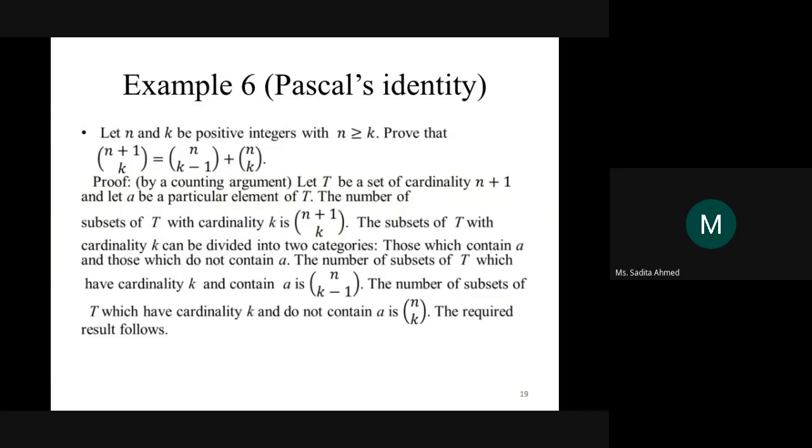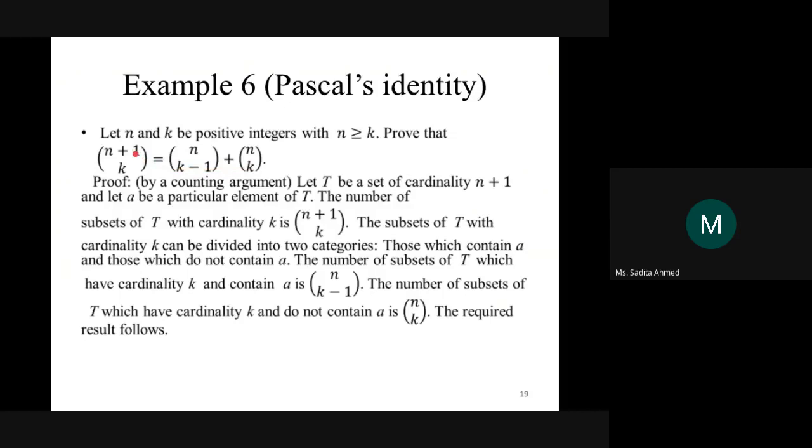You would be given a completely new identity, which you would have to prove either using counting arguments or using algebraic manipulation or algebraic argument, all right? So if you have to use a counting argument, you have to know how it is that we use a counting argument to prove an identity. So focus on that here, okay? So here, to prove Pascal's identity, we will use the ideas of set theory and counting arguments.